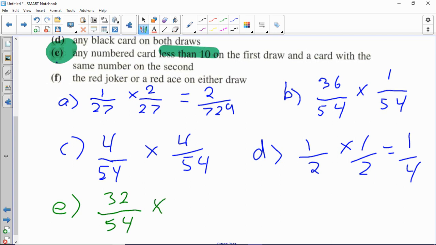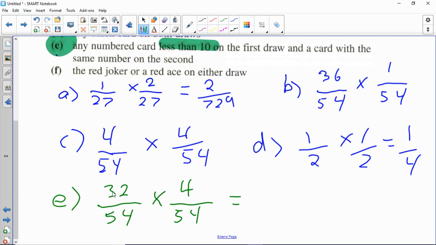Now, what does the second card have to be? The second card has to be the same number as the first. So regardless of what number you got, there's only going to be 4 cards that keep you happy. When I say happy, I mean give you the right answer. So that will actually give you the right answer. So again, just to go through it, this is the probability that you get a numbered card less than 10 times the probability that that card appears in the second draw that you get. There's only 4 of them regardless of what one you get. So that's how that works.